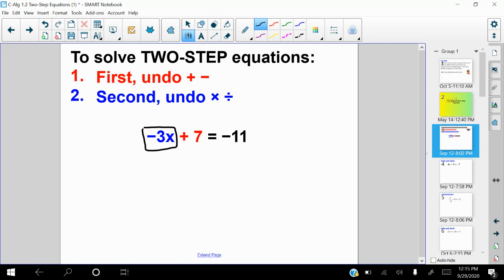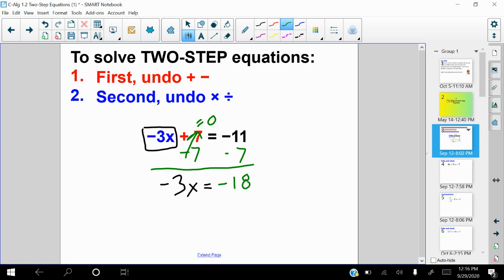Well, I have this plus 7, so to undo that, I have to subtract 7 on both sides. I eventually want this to turn into 0. Does 7 minus 7 turn into 0? You know it. So this cancels out, it turns into 0. And I subtract 7 on both sides because what we do on one side, we do to the other. Now I drop down that negative 3x. Now we have negative 11 minus 7 more, which means I now have negative 18.